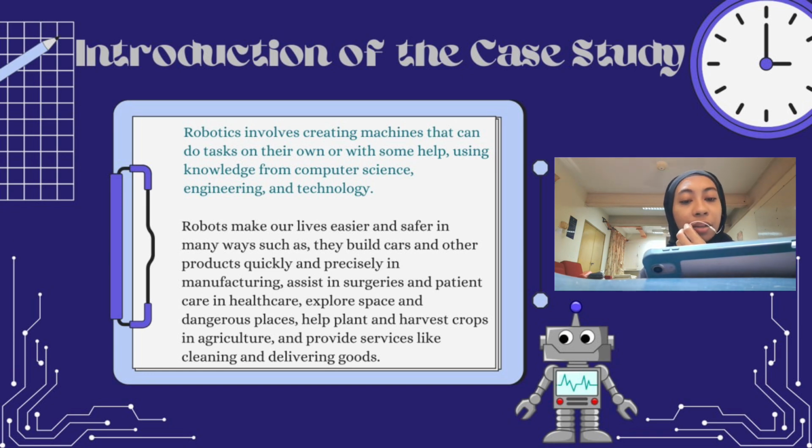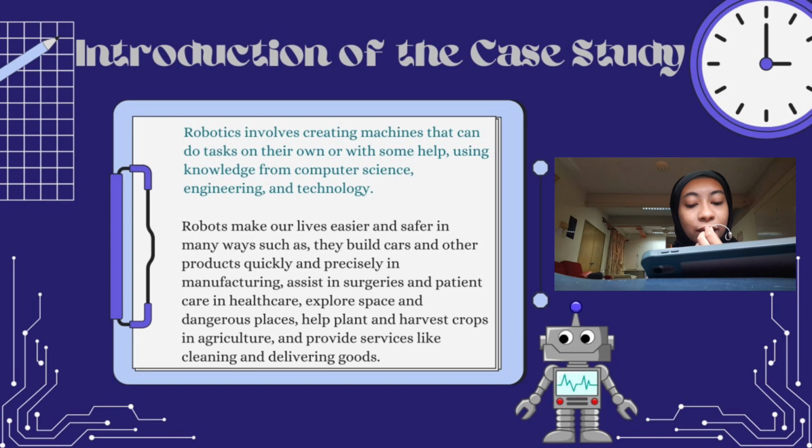Robotics involves creating machines that can do tasks on their own or with some help, using knowledge from computer science, engineering, and technology. Also, robots make our life easier and safer in many ways, such as they build cars and other products quickly and precisely in manufacturing, assist in surgeries and patient care in healthcare, explore space and dangerous places, help plant and harvest crops in agriculture, and provide services like cleaning and delivering goods.